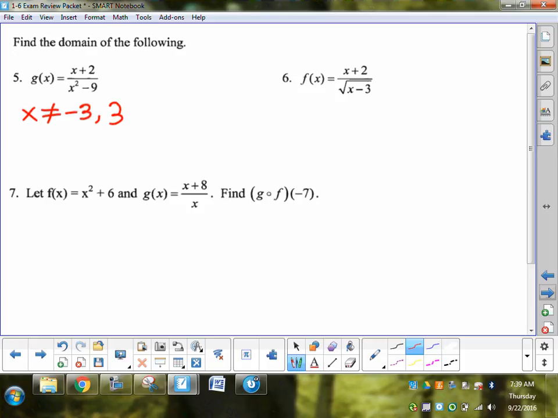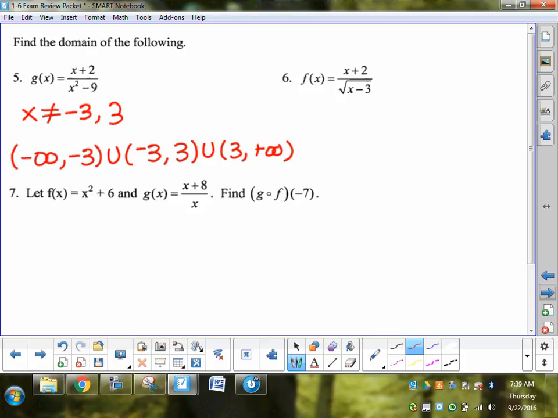So if we were to state what our domain is in interval notation, it's -infinity to -3. I need to jump over and resume. Then -3 to 3, jump over and resume. 3 to positive infinity. That would be your domain. Because that means it's everything, but what 2 values did I jump over? I jumped over -3 and 3.